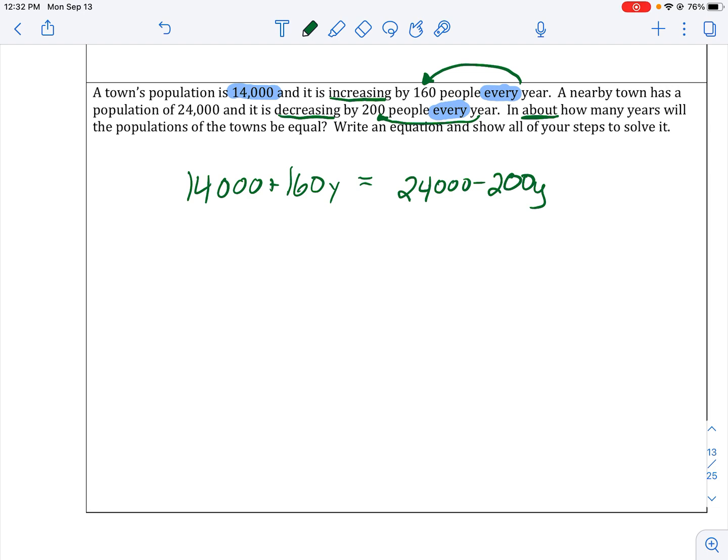So here we have our equation. Now we want to begin to solve. I want to get rid of all my variables on the right because negative 200 is less than 160. So I want to eliminate the variables on the right.